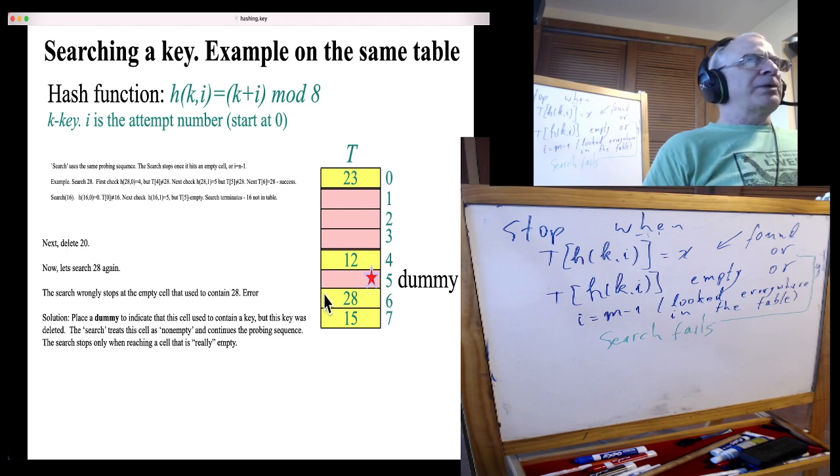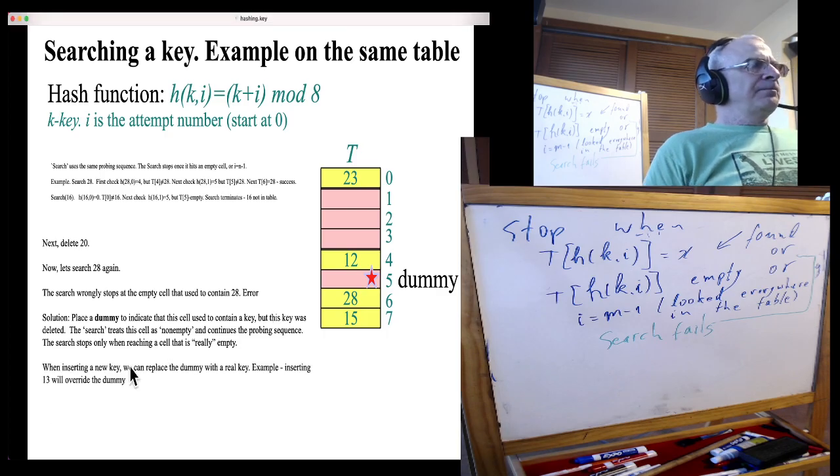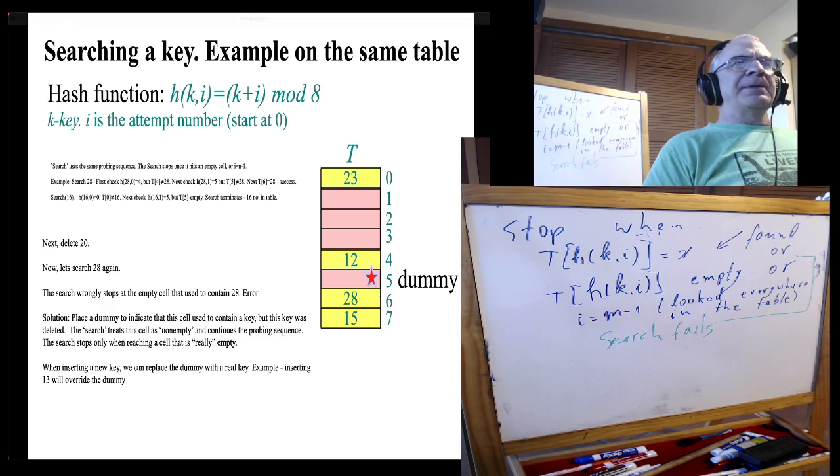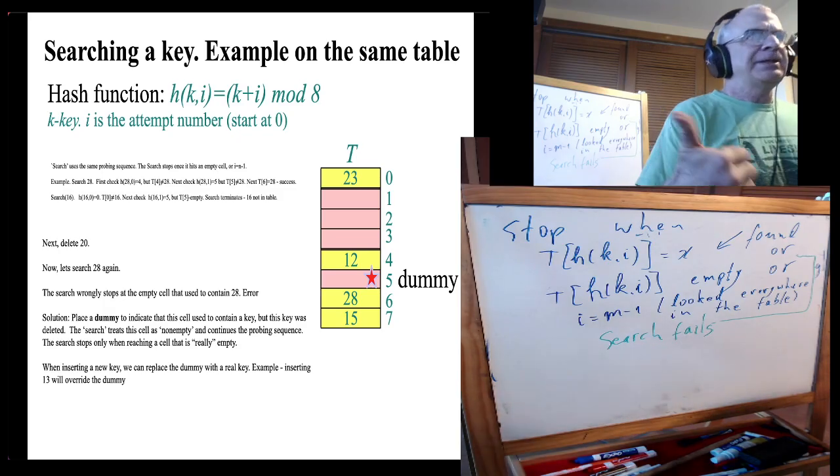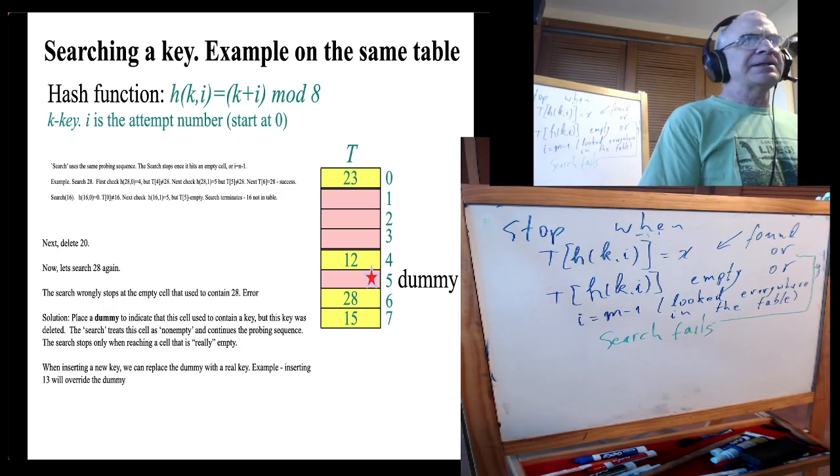But what happens when I want to insert a new value? If I'm going to insert now a new key, it's absolutely fine to replace the dummy with this new key. If I insert 13, then 13 modulo 8 is 5. Looking at this cell, there is a dummy living here, and I happily override it with a new element. Okay, so the dummy is considered as occupied for search purposes, but considered as empty for insert purposes.